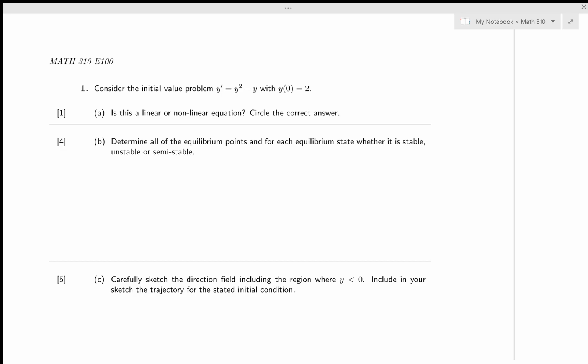What I'm going to do, in the absence of any direct questions that I need to address for this review lecture, is go through the final exam I gave in the fall of 2017. I'm just going to go through these questions, solve them, and make some comments as I go.